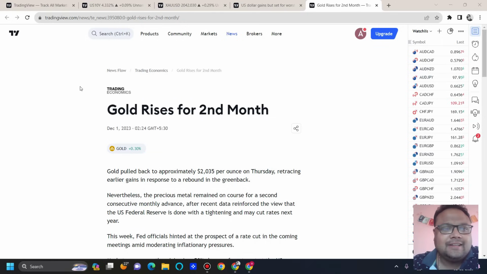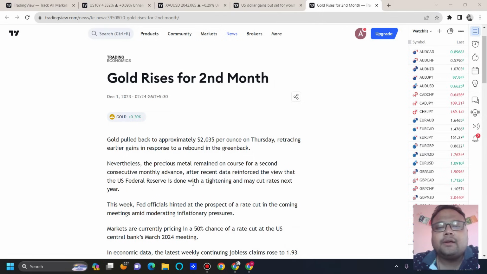So let's get started. You can see on the screen, gold rises for second month. Gold pulled back to approximately 2035 per ounce on Thursday, retracing earlier gains in response to a rebound in the greenback, meaning the US dollar. Nevertheless, the precious metal remained on course for a second consecutive monthly advance after recent data reinforced the view that the US Federal Reserve is done with its tightening and may cut rates next year.